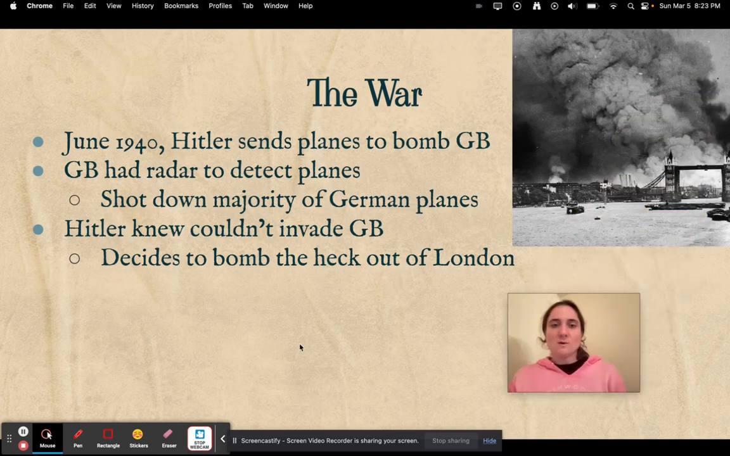All right, so in June of 1940, Hitler sends planes to bomb Great Britain. Great Britain's Air Force was like ahead of its time. It was the top Air Force in the world. So Great Britain had radar to detect planes, and that was a new technology for them. So they shot down the majority of German planes that were coming to bomb London. Of course, they did not get all the planes, so it was very often that London would get bombed. Here's a picture of after a bombing in London. Hitler knew he could never invade Great Britain, so he just decided to bomb the heck out of London.